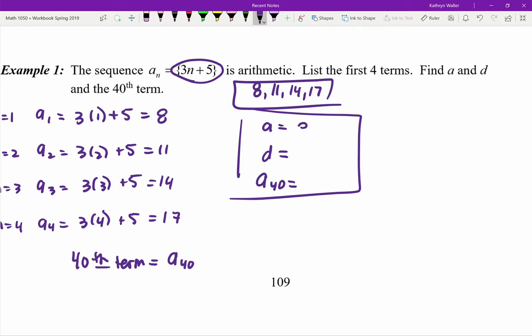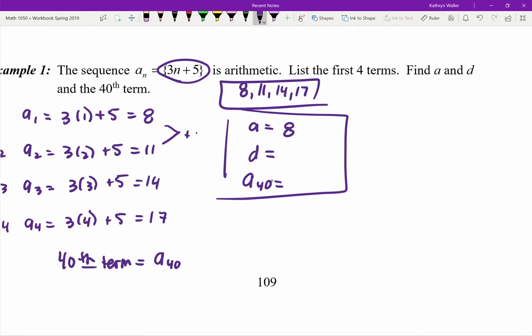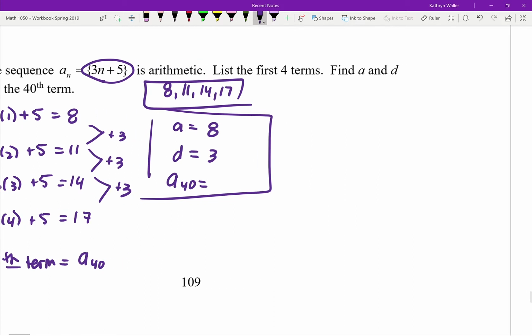Well, I can see that the first term is an 8. Okay, and then to find the difference, what do I add to 8 to get 11? 3. Is 11 plus 3 14? Yes. 14 plus 3 17? Yes. So I can see that my d is 3. And then the only other thing I have to do is find the 40th term.